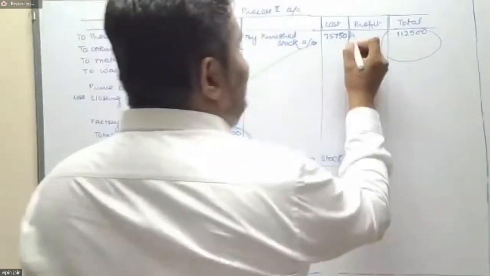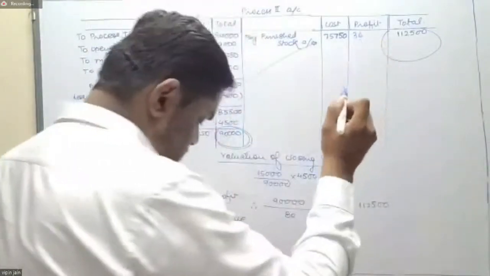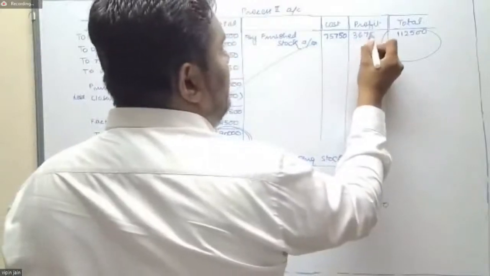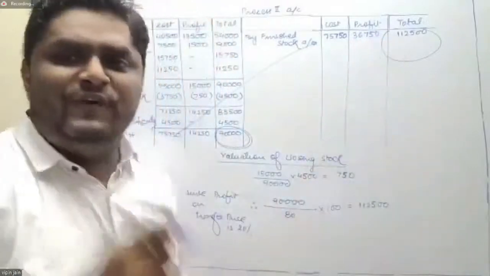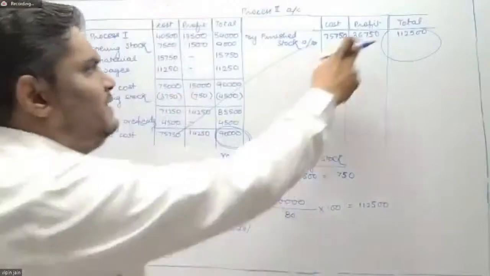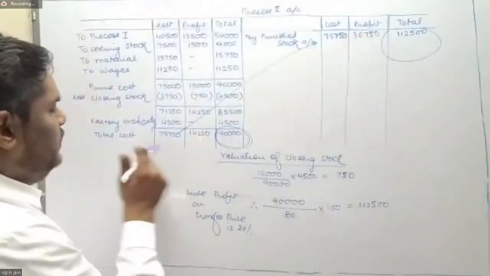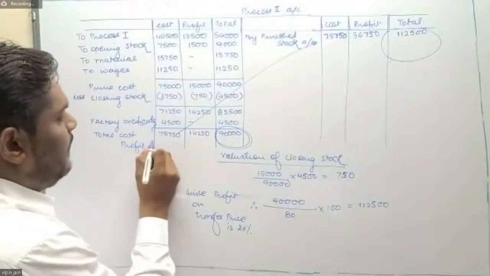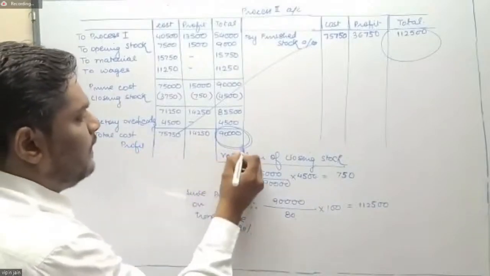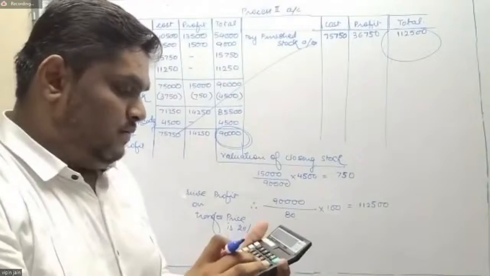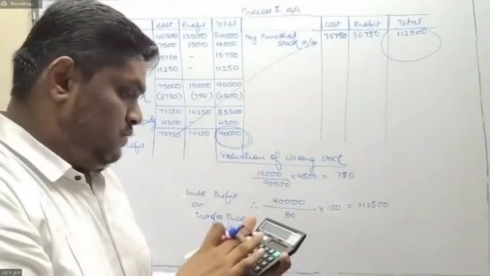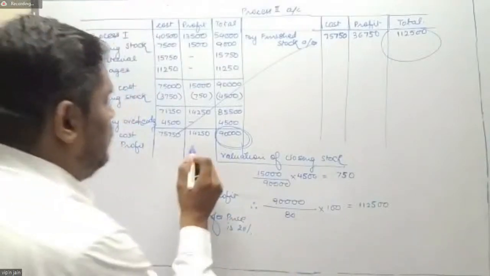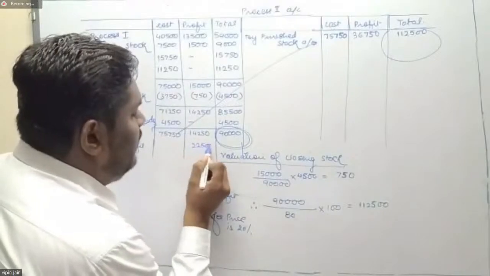So total profit till date is 36,750. And profit for this process account will be 36,750 minus 14,250. So profit will be 22,500.